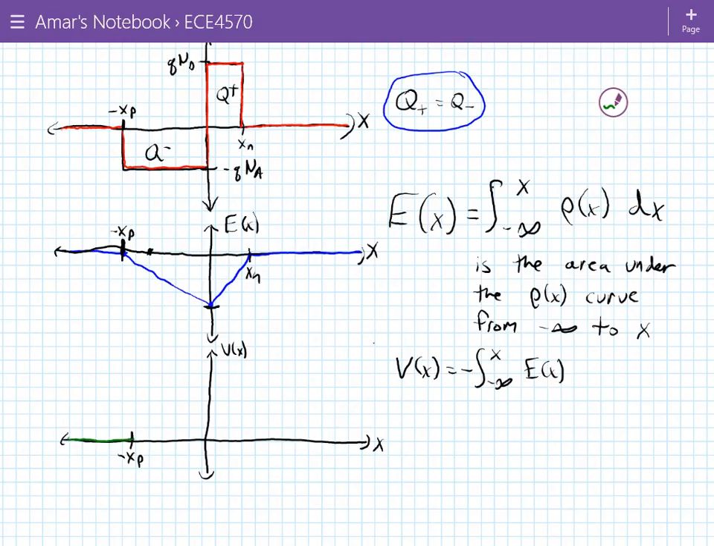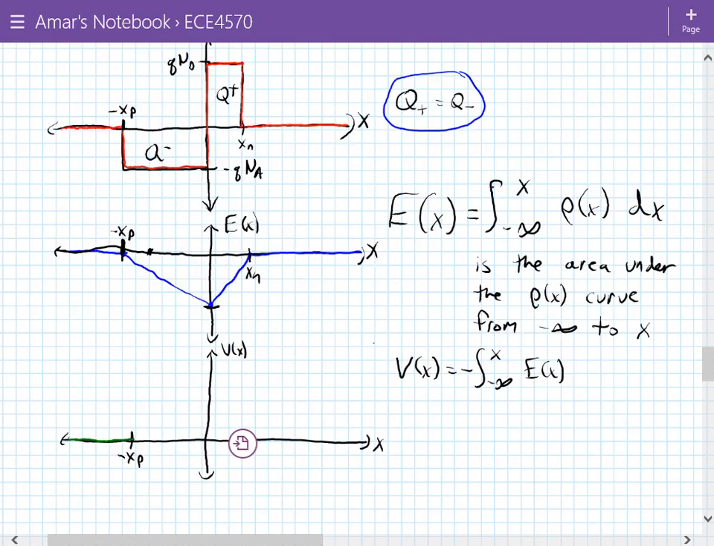Now, what we're doing is we're taking the integral of a line. What happens if we take the integral of a linear function? What type of function do we get? No, not quite. So let's say, what's the integral of 2x? X squared, right? The integral of a linear function is a quadratic function. So as we integrate this function, we're going to end up getting a quadratic relationship.